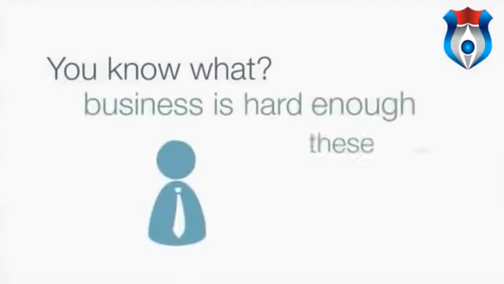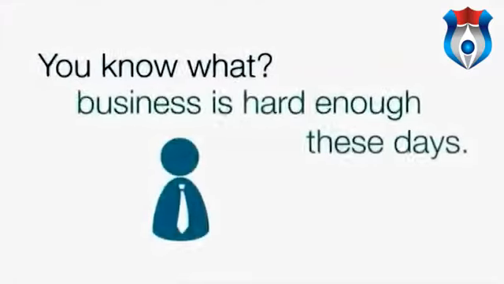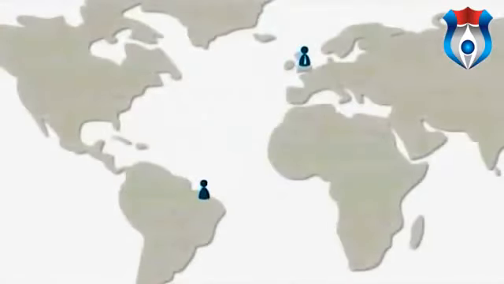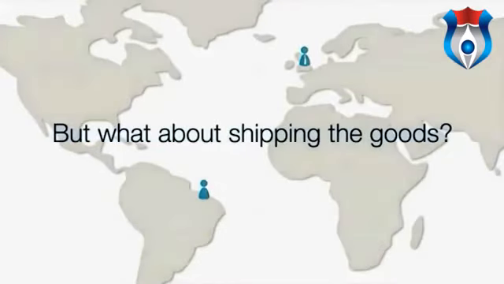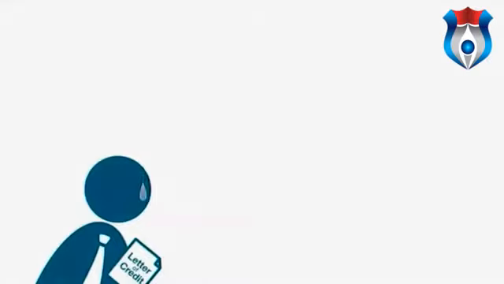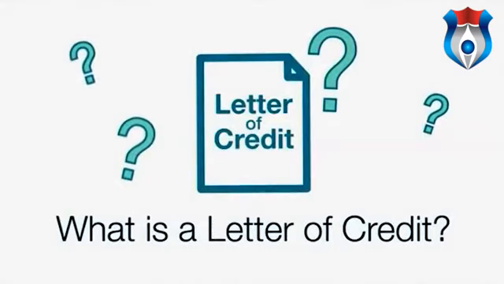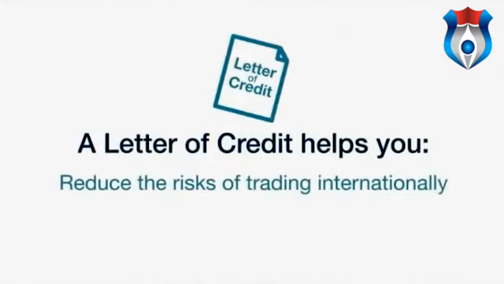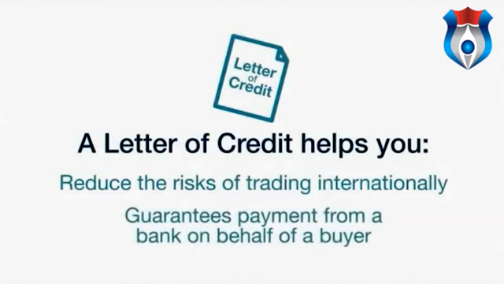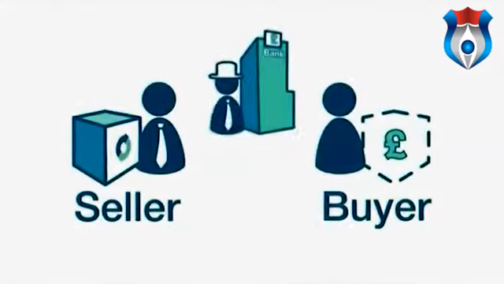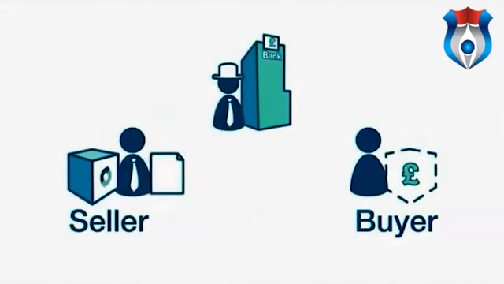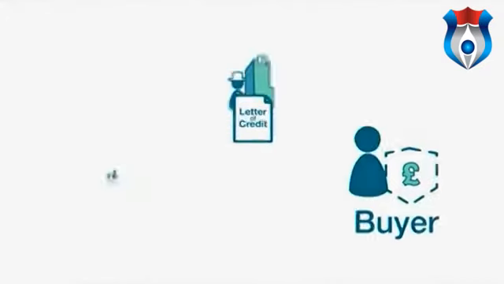You know what? Business is hard enough these days, especially if you're trying to trade overseas. Just making the sale is difficult, but what about shipping the goods? It can be a real headache, especially if you're using a letter of credit. Okay, so what's a letter of credit? A letter of credit helps you reduce the risks of trading internationally. It provides a guarantee of payment from a bank on behalf of a buyer. However, the buyer does not have to make payment until you have presented the documents to the bank, showing that you've shipped the goods and complied with all conditions set out in the letter of credit.